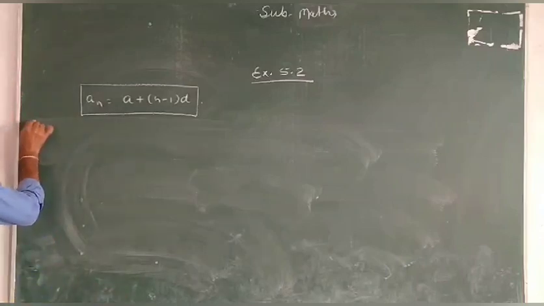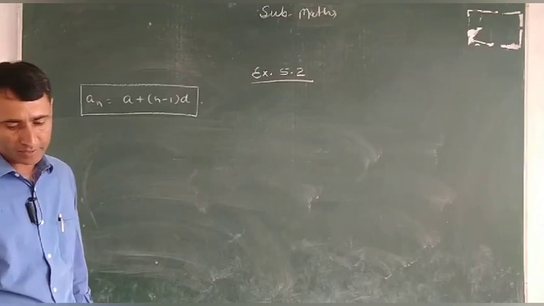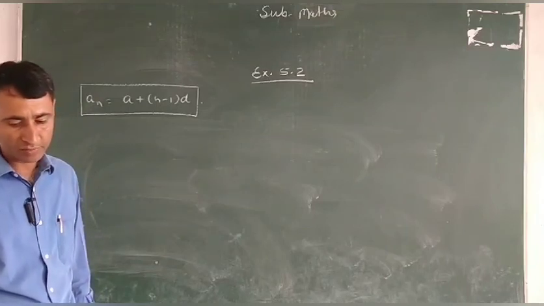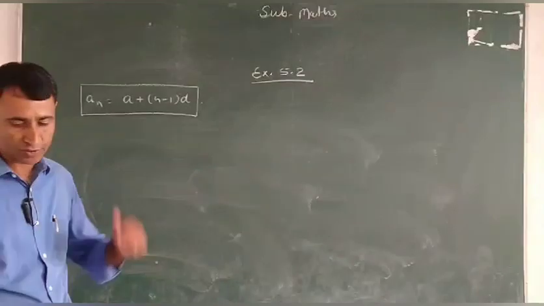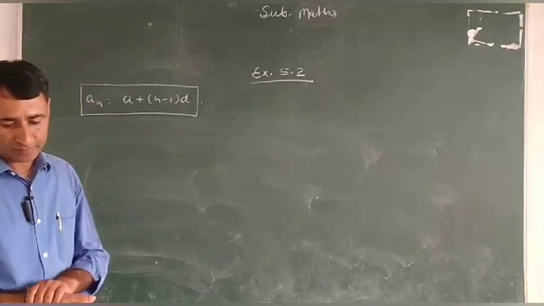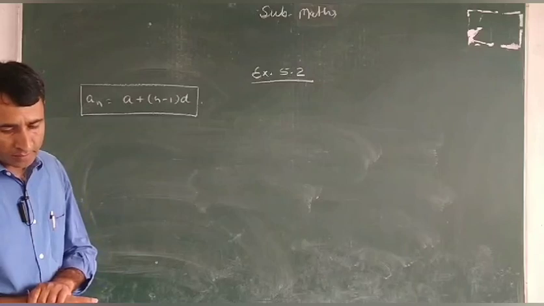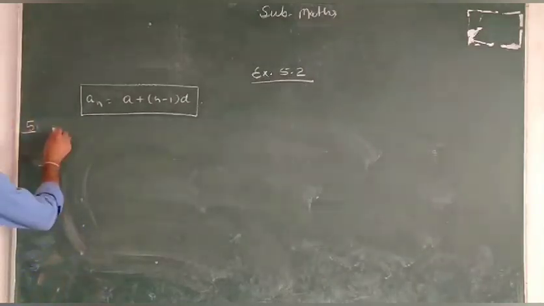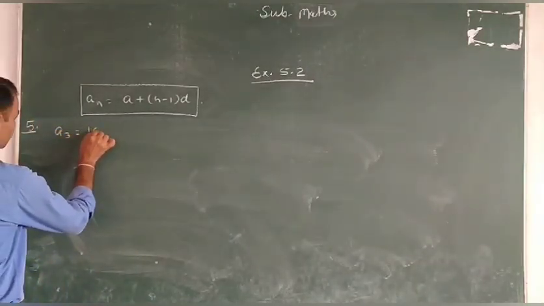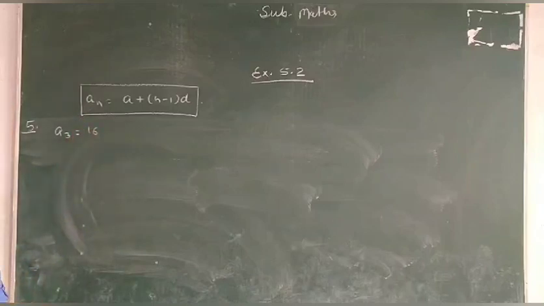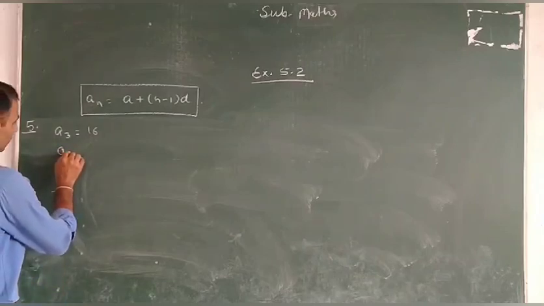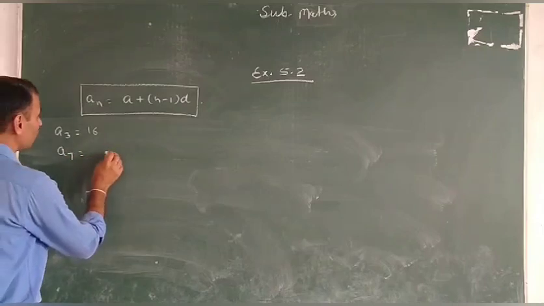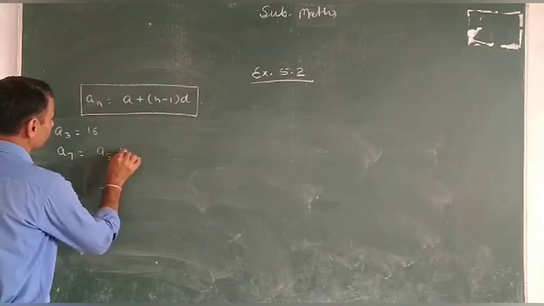Now we are going to discuss question number 5: if the third term of an AP is 16 and the seventh term is 12 more than its fifth term, then we have to find the AP. So the third term, A3 of the AP, is 16, and its seventh term, A7, is 12 more than its fifth term.